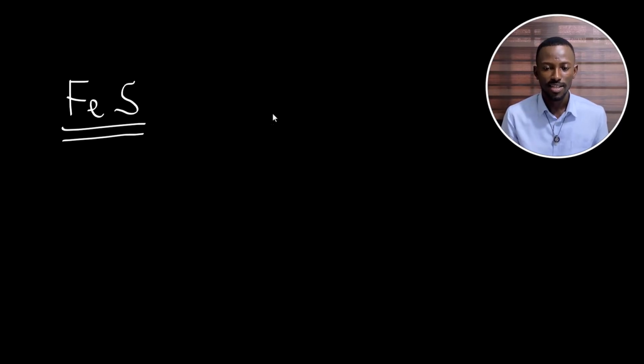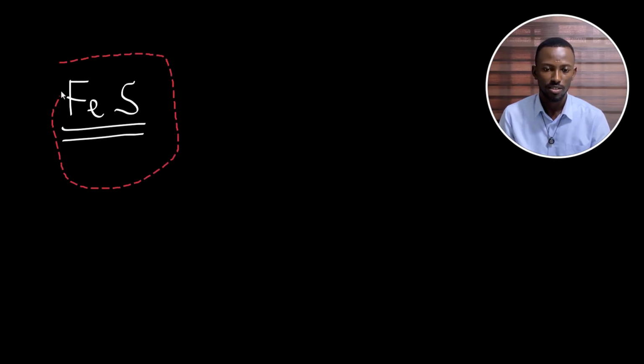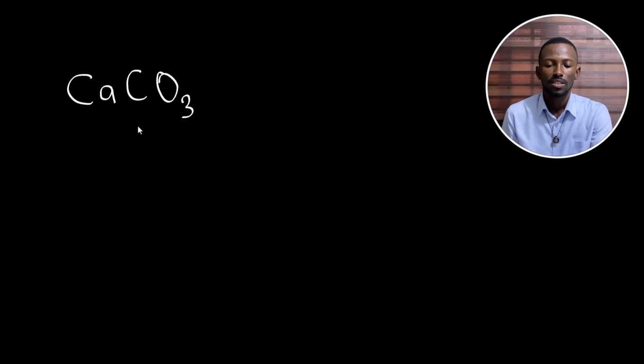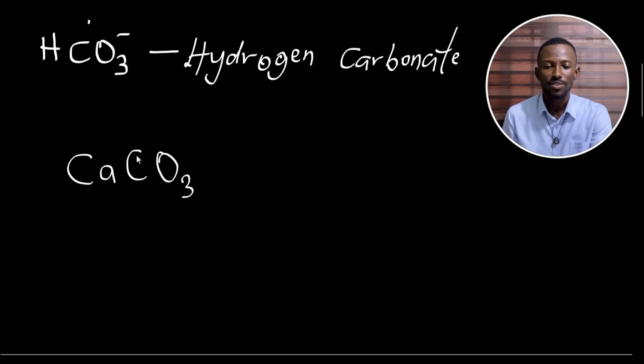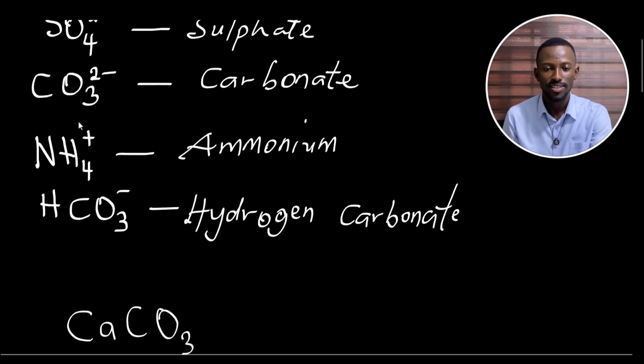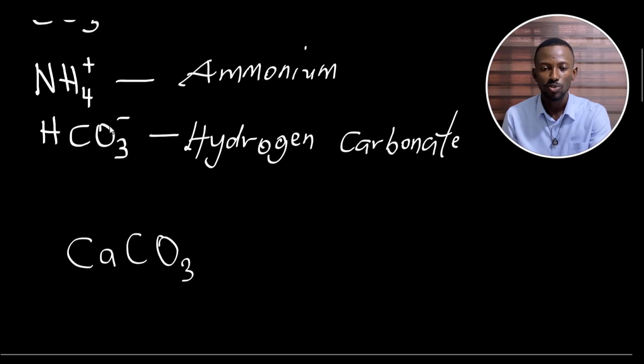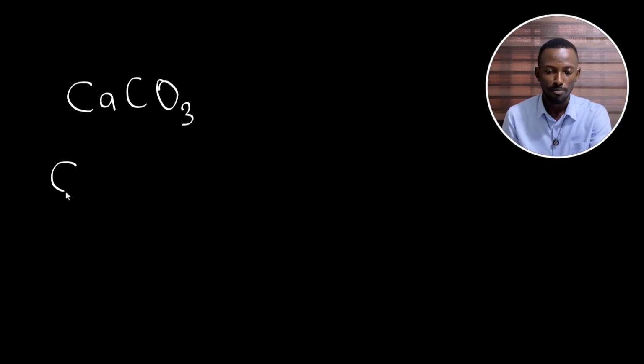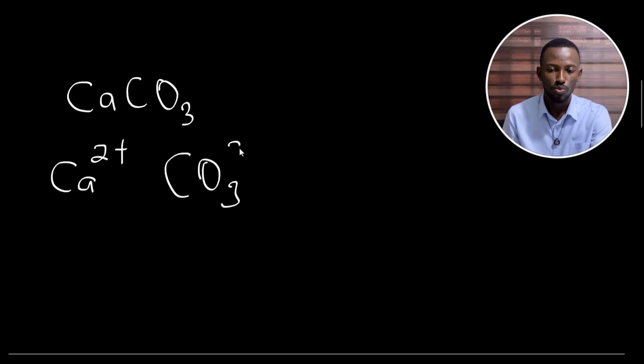So FeS, what will be the name of this compound? Our next example that I'll be picking is CaCO3. So let's clear this out. We have a polyatomic ion here. You see CO3, where is it? CO3 2 minus, carbonate. So that means this compound is formed from Ca2 plus and CO3 2 minus.